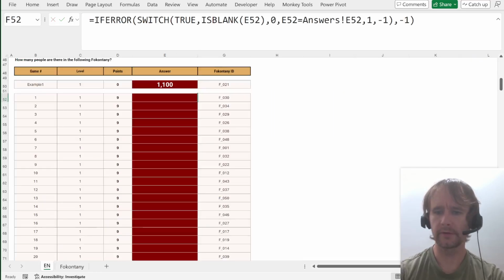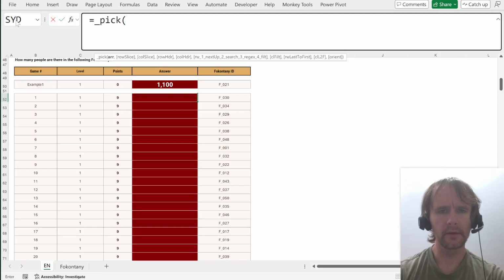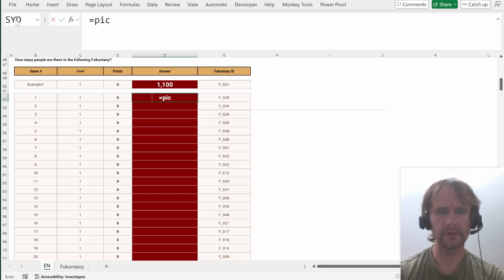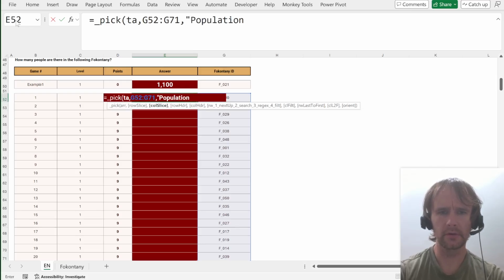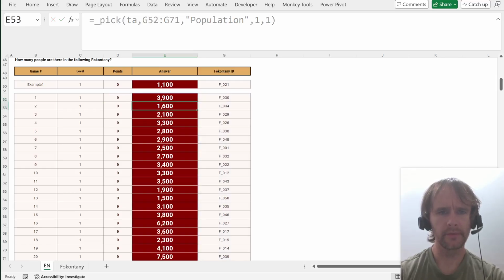Okay, so then, sorry, I want to pick. Wait, oh, sorry, I'm still in the hidden one. That's why it's not showing. Anyway, I want to pick from TA these. My column slice is population. My row header is 1. My column header is 1. Cool.